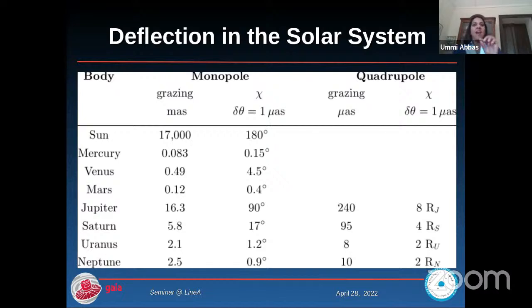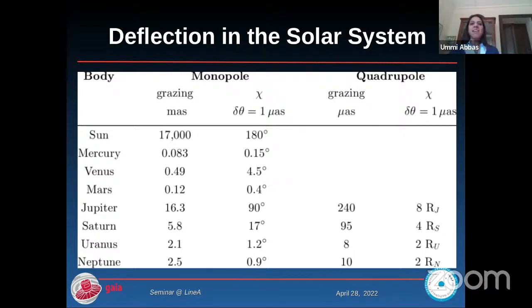So this effect is very short-lived. You would see it at the level of a few hundred, at the level of 100 microarcseconds for just an hour, say, and then it's already gone, the way Gaia scans across the sky. So it's a very challenging effect.